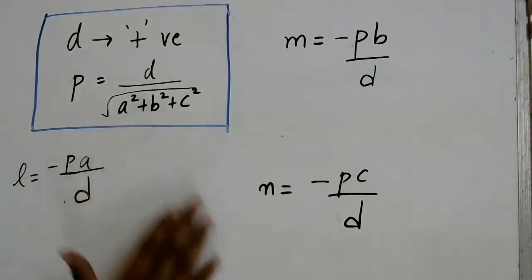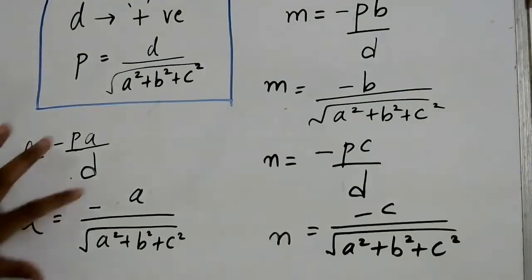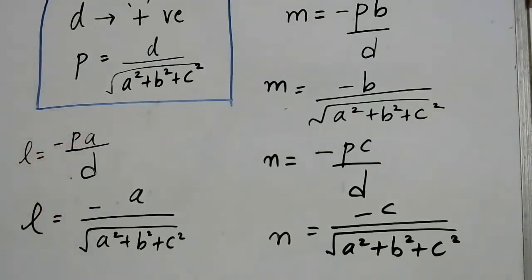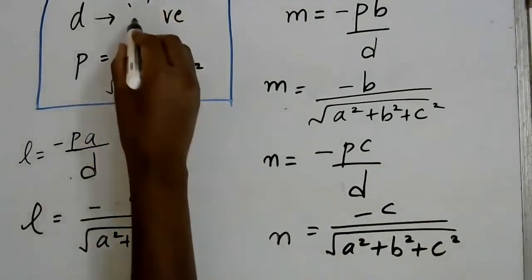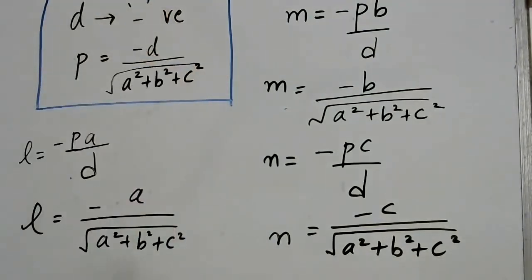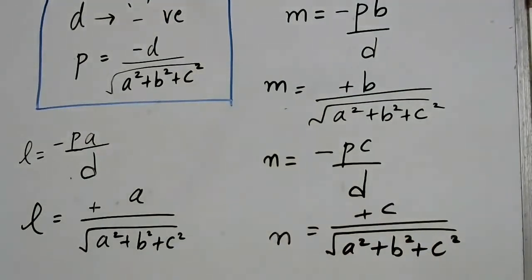So substituting the value of p in l, m and n, we get the values of l, m and n. That is, l is minus a upon root of a square plus b square plus c square, m is minus b upon root of a square plus b square plus c square, and n is minus c upon root of a square plus b square plus c square. And in a similar way, whenever we have d to be negative, the values just become positive.